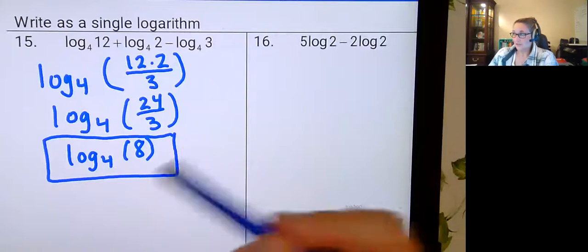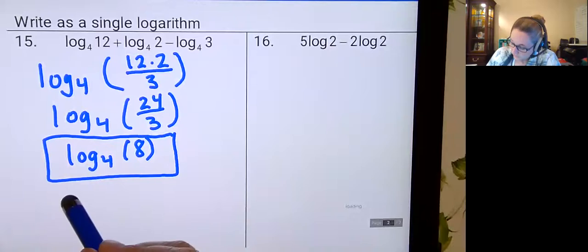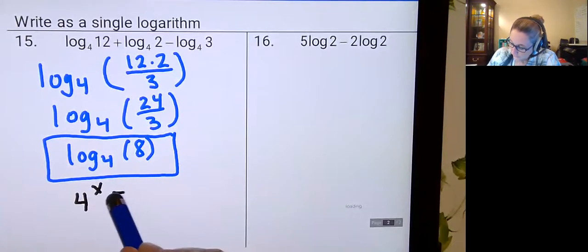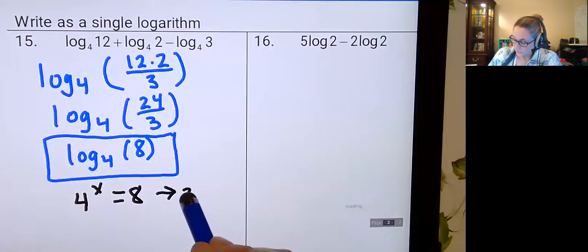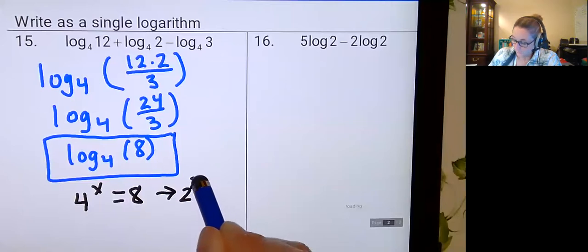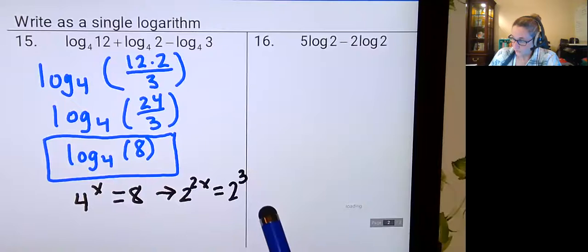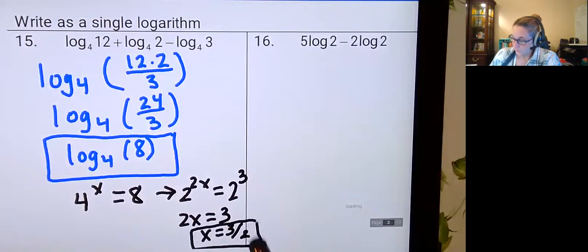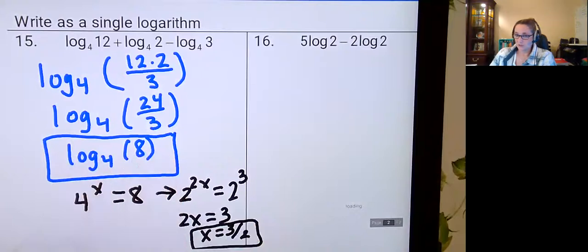Okay, now if they wanted you to evaluate this, then you would be going 4 to what power gets us 8? And kind of like that problem I was doing before, I can get both of these to be base 2. So this would be 2 squared is 4 raised to the power x, so 2 to the 2x equals 2 to the third, which is 8. So I get 2x is equal to 3, x is equal to 3 halves. That's what it equals. Okay, this is what it looks like as a single logarithm.